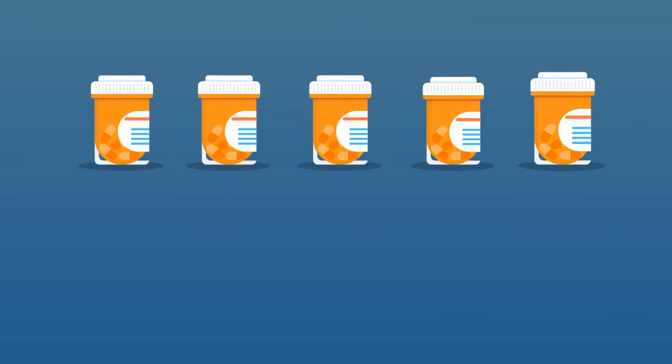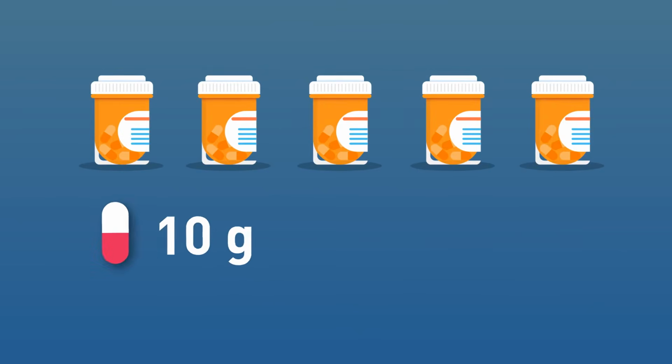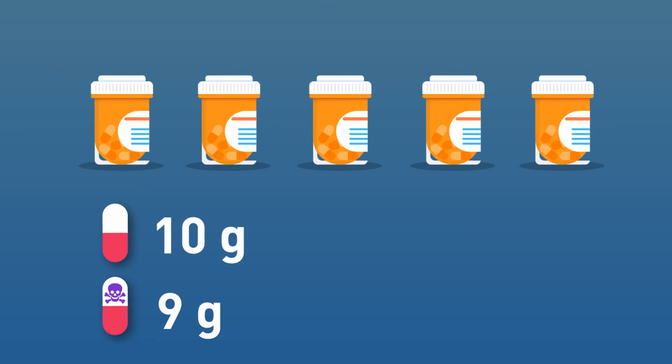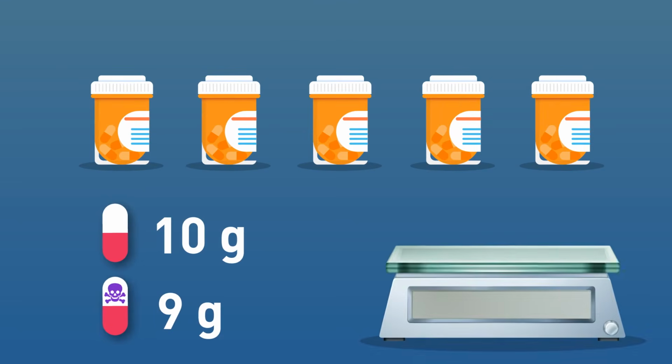You have 5 jars with pills. Each pill weighs 10 grams, except for contaminated pills contained in one jar. There, each pill weighs 9 grams. You have a scale, but can you tell which jar has the contaminated pills after making just one measurement?